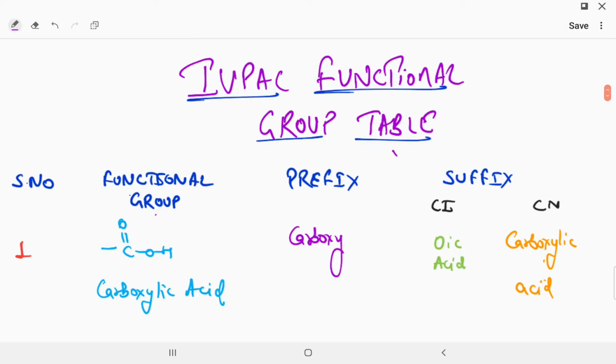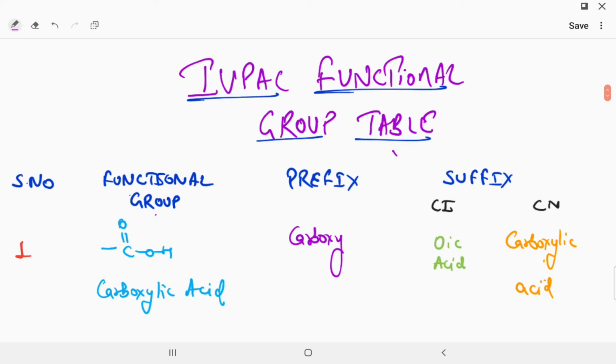Today we start the IUPAC functional group table, which is a very important part of nomenclature and of all organic chemistry. If you are able to see the functional group table in front of you, there are majorly 13 functional groups. We start with the priority order table. Whenever more than one functional group is present, you always go with this priority.